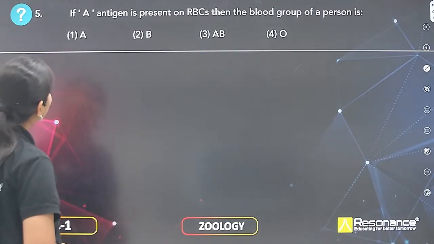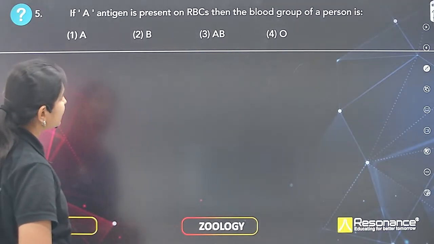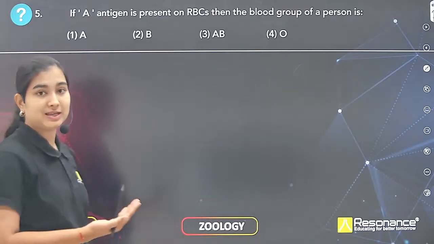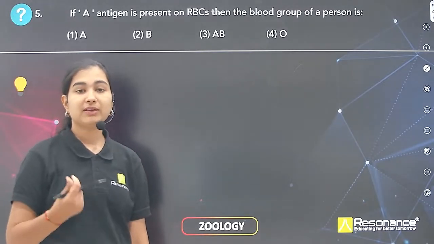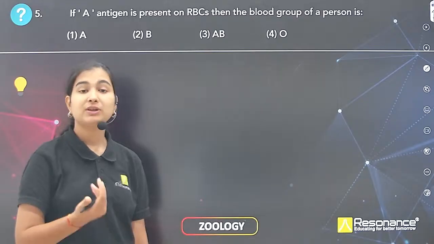They are asking, if antigen A is present on the RBC, then the blood group of a person is. Very easy question, students. You need not even think about it. So it is the A blood group.